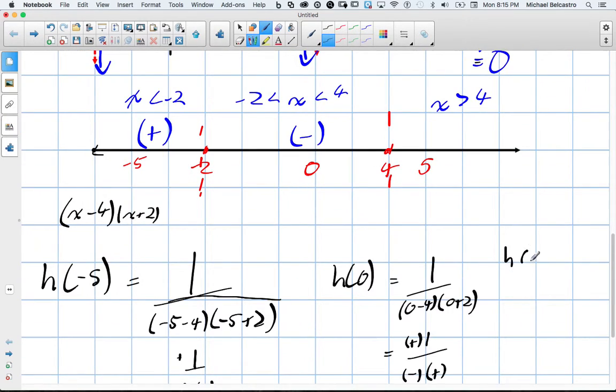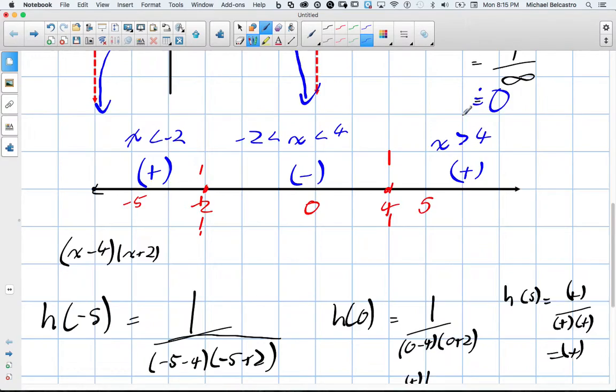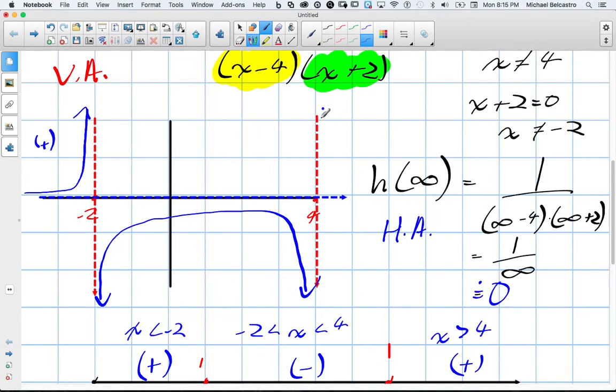H at 5. We have a positive on top. 5 minus 4 will be positive 1. 5 plus 2 will be positive, so obviously we end up with a positive value. Okay, so again, that's telling us that we're now coming down and we stay above that horizontal asymptote. So here's the general idea of our graph.